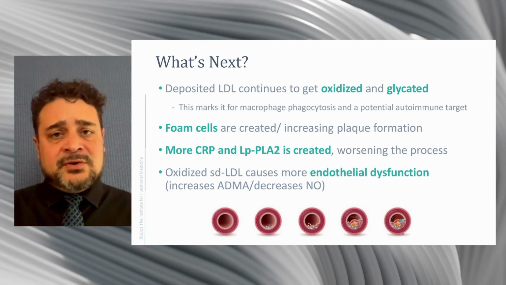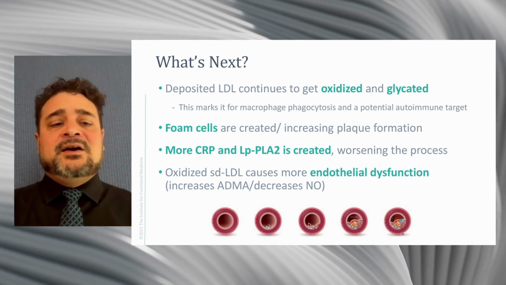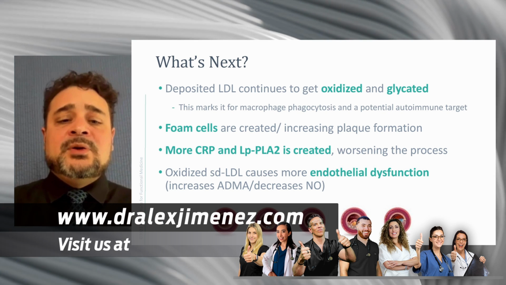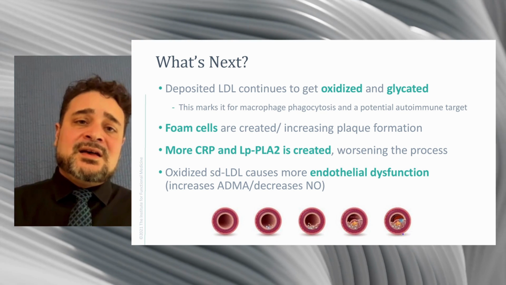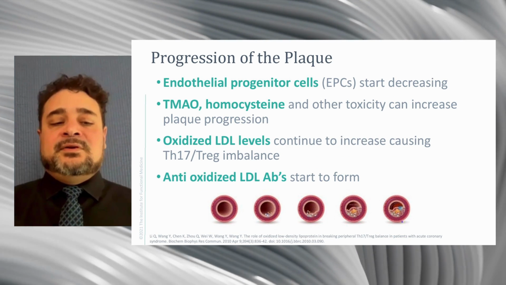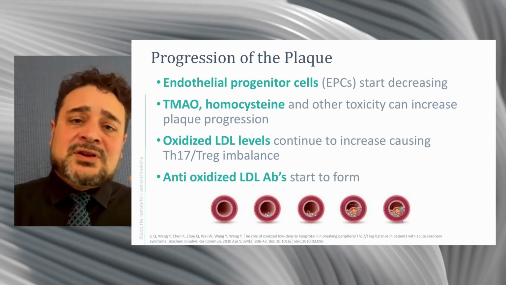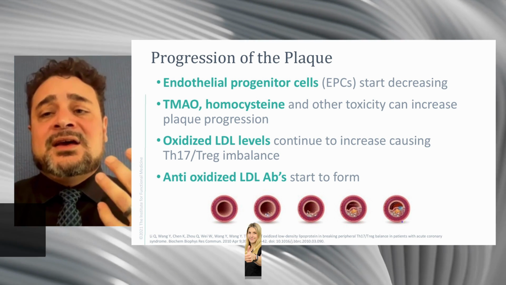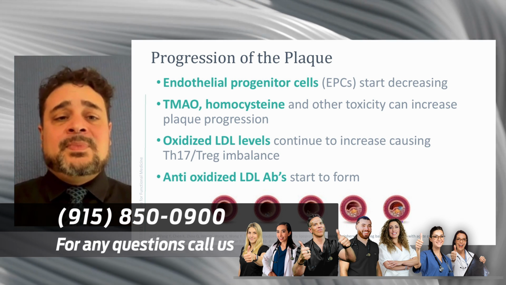Foam cells are created, which are those macrophages filled with fat, and they increase plaque formation, and that creates more CRP and more Lp-PLA2, which makes the process even worse. And then your oxidized small density LDL is going to cause even more endothelial dysfunction. Those endothelial progenitor cells are going to try to repair the wall, and they're going to start to get depleted, and there's going to be less and less chance of repairing the wall.